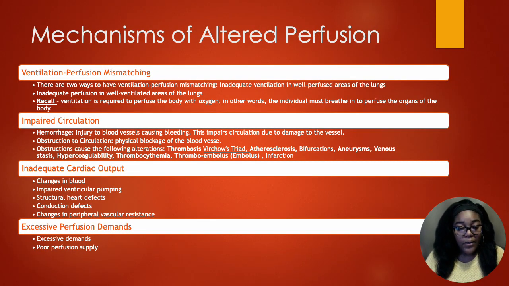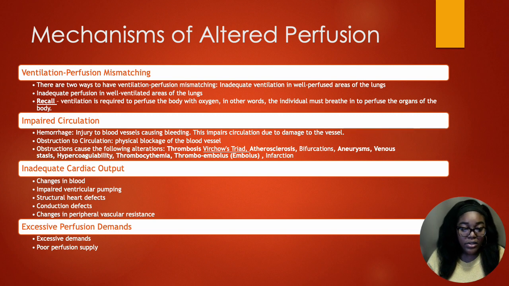So when we talk about ventilation perfusion mismatching or VQ mismatching, that's either shunting or dead space. When we shunt, we do not have adequate ventilation, but we have adequate perfusion, so that's a mismatch. Or when we have dead space, we have adequate ventilation, but it's just not making it to the organs of the body, so therefore perfusion is hindered. So again, just recall that ventilation is required to perfuse the body with oxygen. So when we have VQ mismatching with those two issues, that's where you would see an alteration in perfusion.